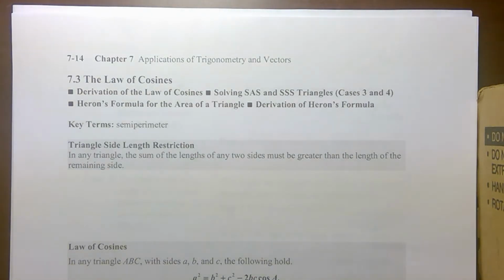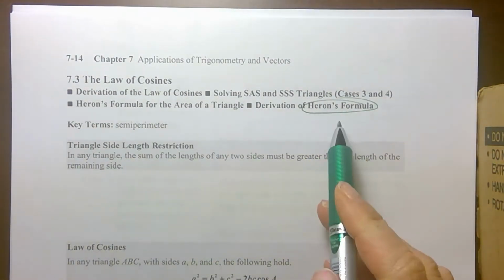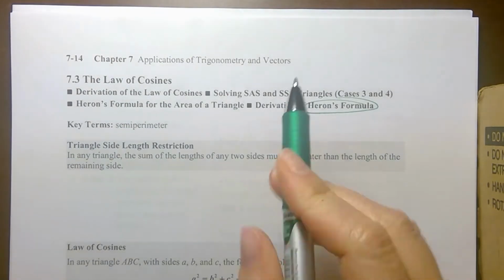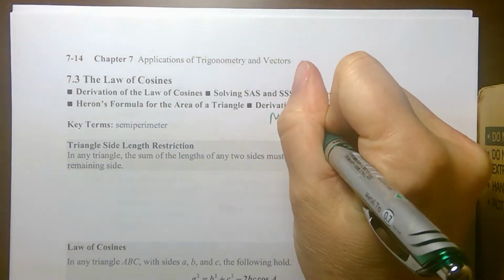Let's finish off chapter 7 by talking about the law of cosines. We've talked about the law of sines extensively and used it. We haven't yet introduced the law of cosines. Just one thing to note, we are going to talk about Heron's formula and how to derive it, but we're going to move it to the end.